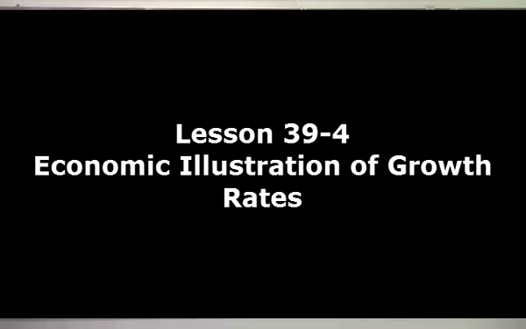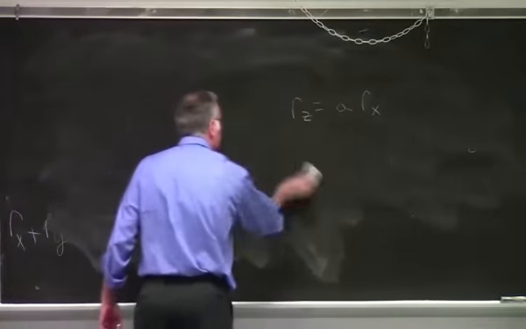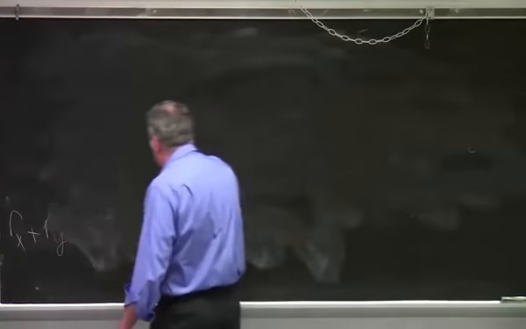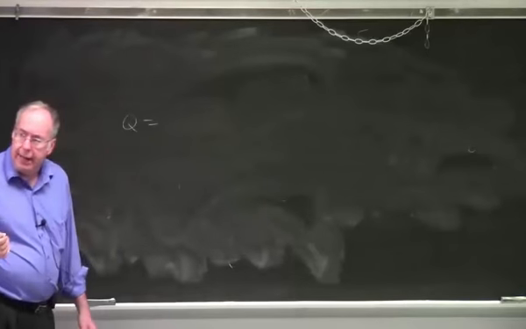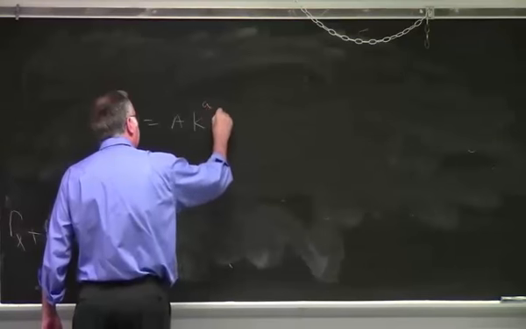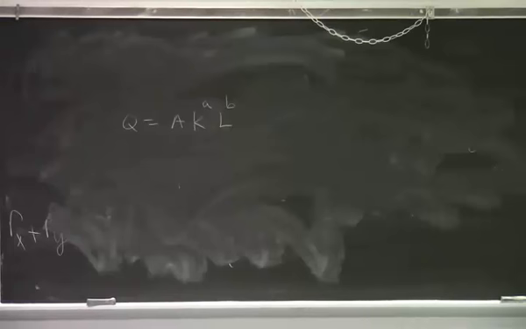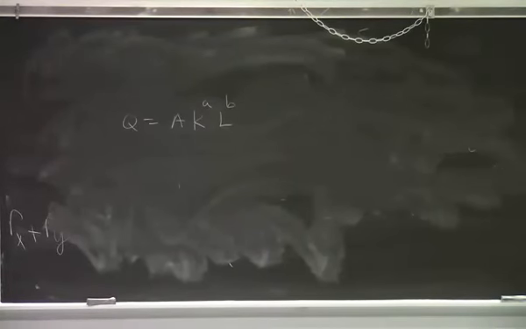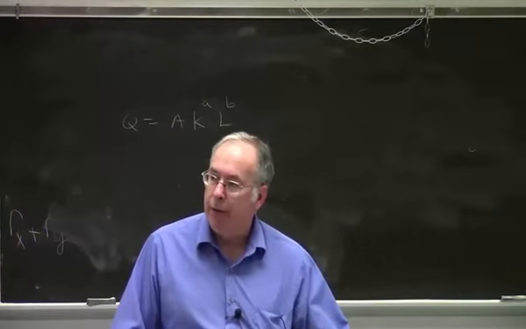Let me give you another illustration of this, an economic illustration. Suppose output is given by this Cobb-Douglas production function, A times K to the a times L to the b. And we're interested in studying economic growth. Economic growth is just the growth rate of output.